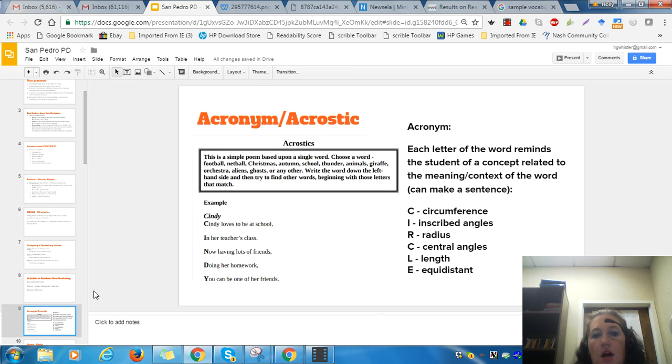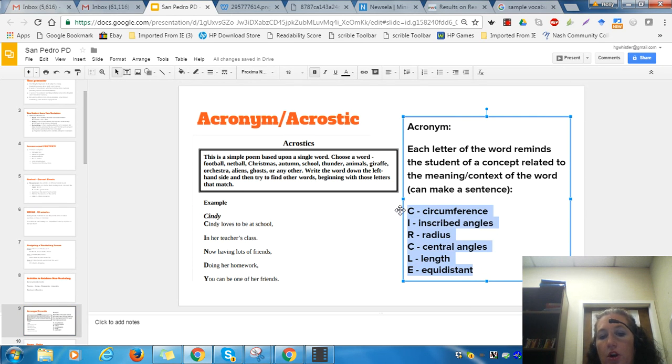The first one is an acrostic or acronym poem. What this does is the acronym means that we write the word, and then for each letter of the word, we write a word that helps us understand the vocabulary word. So for instance, for circle, I could put circumference, inscribed angles, radius, central angles, length, and equidistant. So this will help the students understand that these words all work together to help us understand a circle. So this would be a great one for math class.